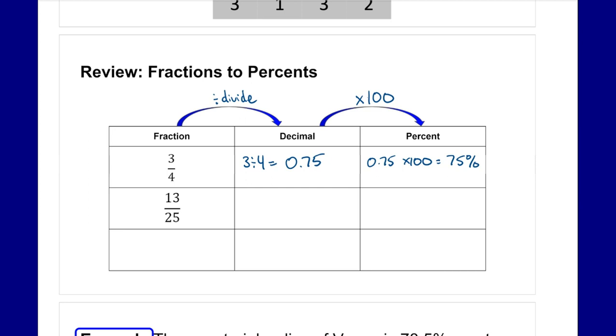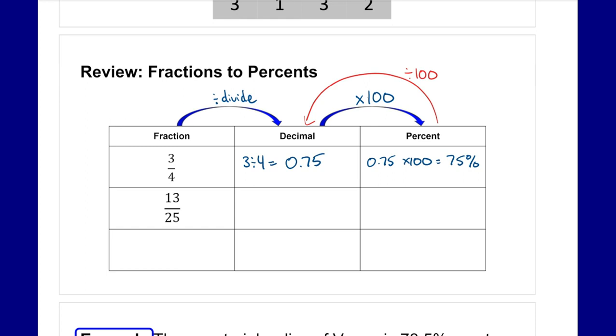If you wanted to reverse this, if you wanted to go backwards, you could take the percent. If we reverse our pattern, we would divide by 100. So 75 divided by 100 would give us 0.75. Now, going from a decimal to a fraction is a lot harder.